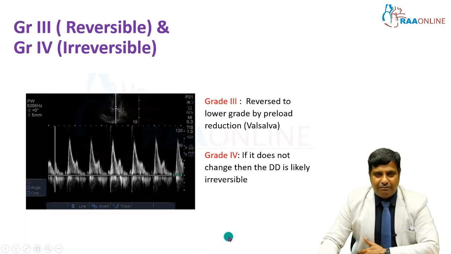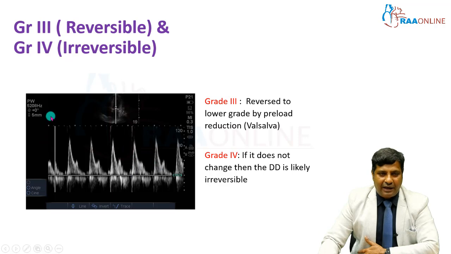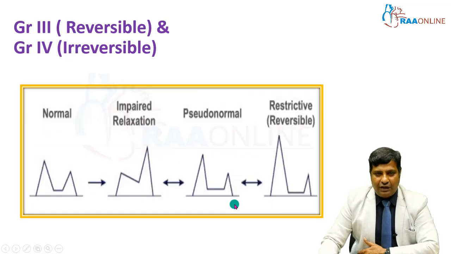This restrictive pattern can be reversible if you use a preload reduction technique, especially Valsalva. If this restrictive pattern turns into a pseudo-normal pattern, then it is called reversible. And even after using Valsalva, if the pattern is not reversible, it's called grade 4, irreversible.